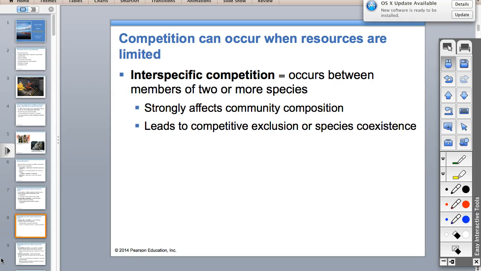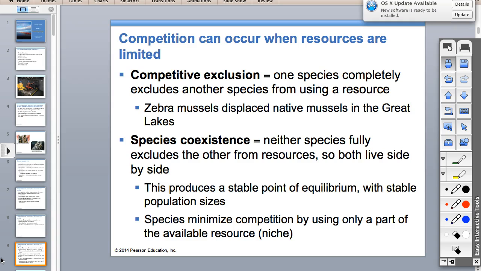Interspecific, these are 2 different organisms. Like an interstate takes you between 2 different states. Am I speaking your language? Okay, not highlighting that, but feel free to if you want to.